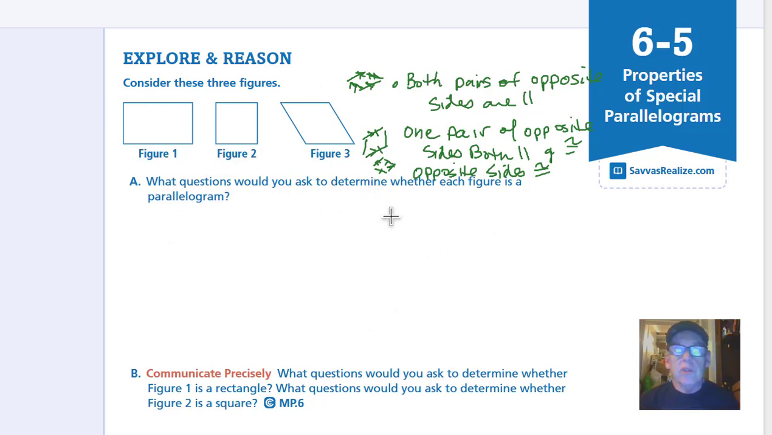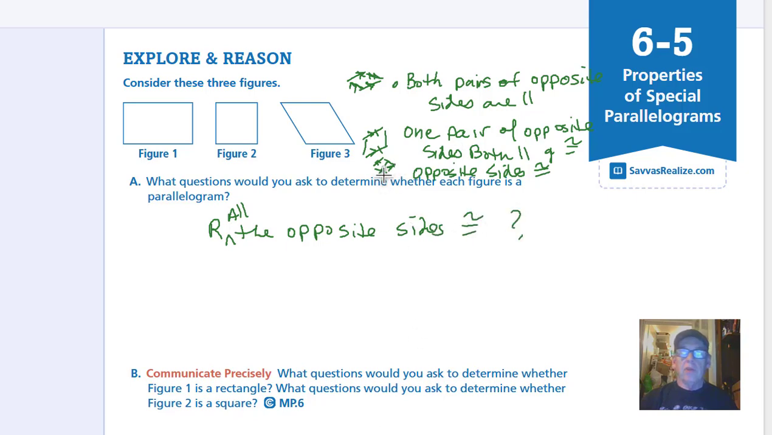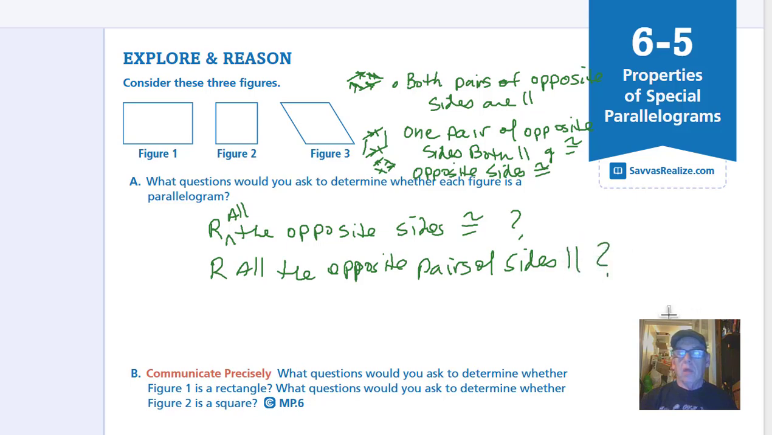So what could we ask? What questions would you ask to determine whether it's a parallelogram? Mainly, are all the opposite sides congruent? That's one thing you could ask. If all the opposite sides are congruent, it would have to be a parallelogram. Or are all the opposite sides parallel? So those are the two basic questions we could ask. Okay, let's move on.